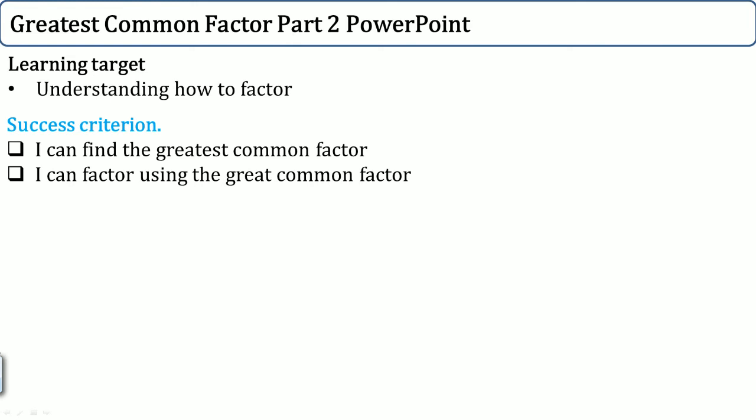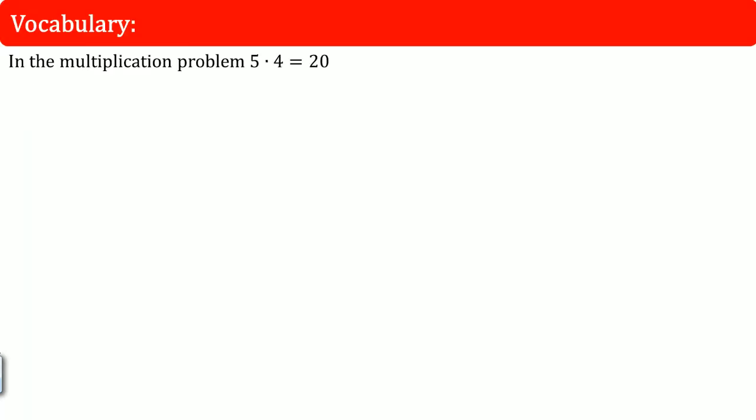Welcome, this is the IM2 video lecture on greatest common factor, part 2. The learning target is the same. It's for you to understand how to factor. The success criteria are the same as part 1. You need to find the greatest common factor, and you have to be able to factor using the greatest common factor. I want to clear up some things that you might not understand from part 1.